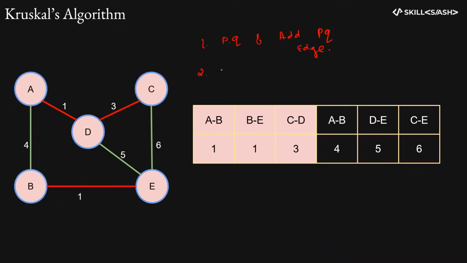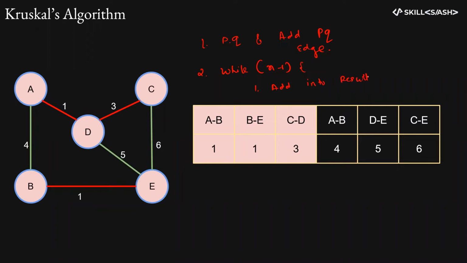Then, while you process n minus 1 edges, you just have to pull one edge from the priority queue. And what do you have to do? Add it into the result set. So let's say A to D, I have found it out. Once I found it out, A and D, what I have to do? Add it into the result set.